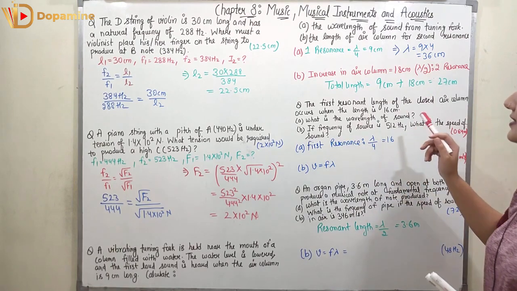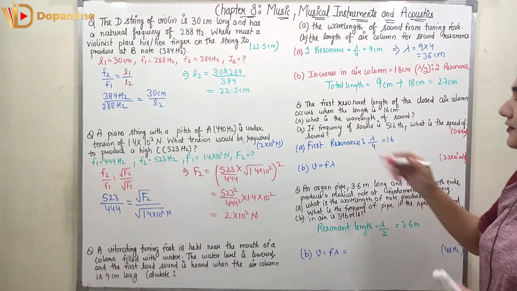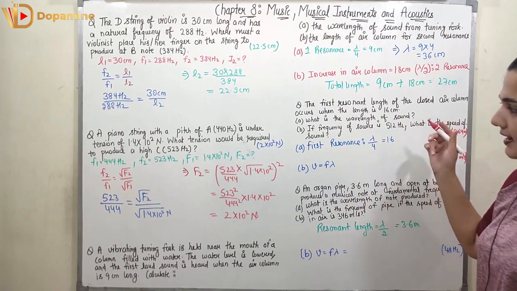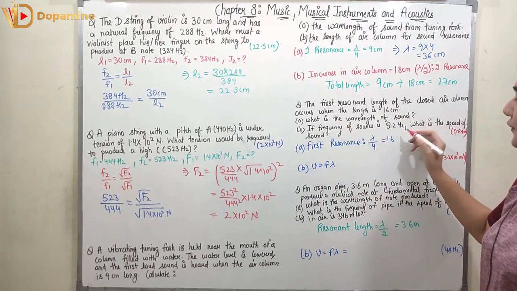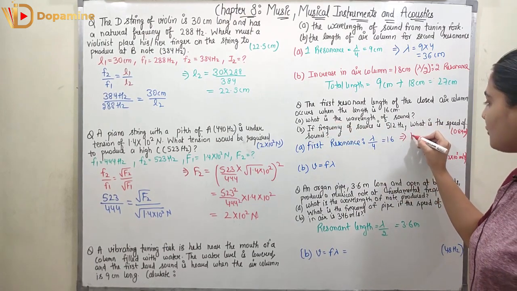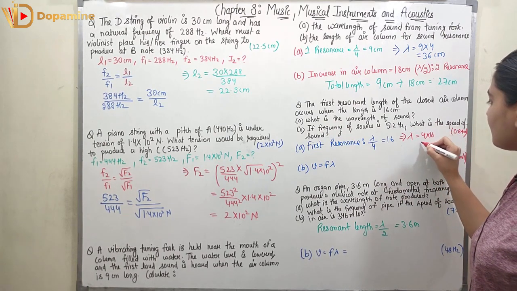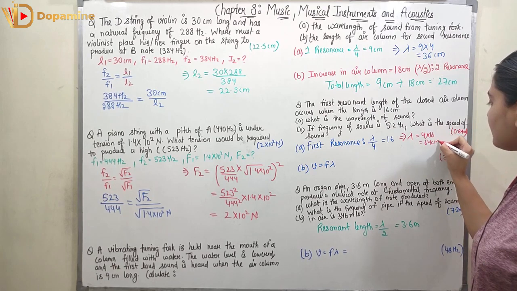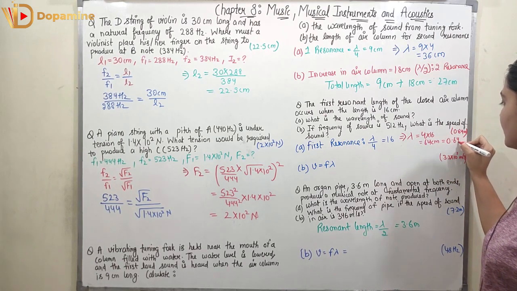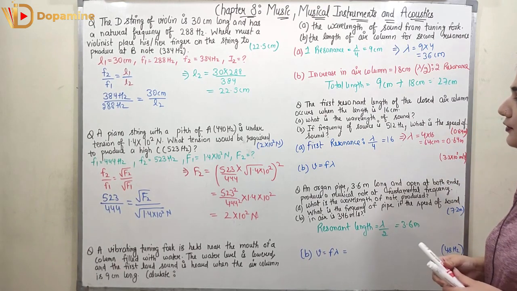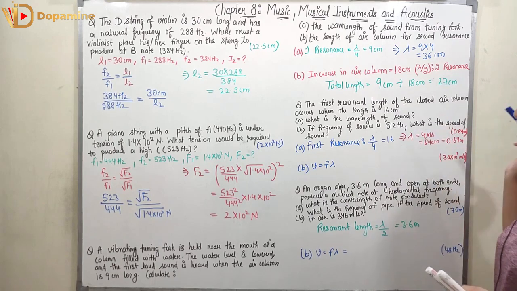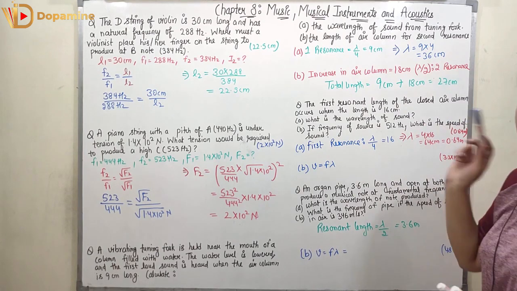So coming to the next problem, which states the first resonant length of the closed air column occurs when the length is 16 centimeters. So first resonance, lambda by 4, occurs at 16. What is the wavelength of the sound, which we can easily find out? Lambda is equal to 4 into 16, which is equal to 64 centimeter, which can be represented as 0.64 meter. Now the second thing is, if the frequency of sound is 512 Hertz, what is the speed of sound?